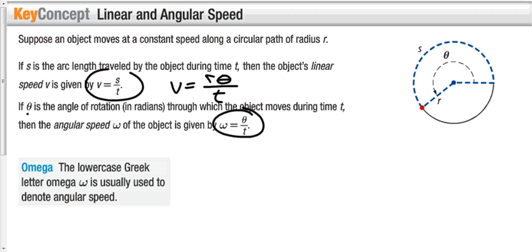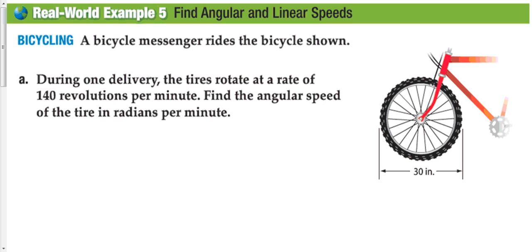So depending on what information we have, we can use what we need. Okay? So let's look at a bicycle. A bicycle messenger rides the bicycle as shown. So we have our bike right there. It's got a 30-inch wheel. During one delivery, the tires rotate at 140 revolutions per minute. Find the angular speed of the tire in radians per minute.